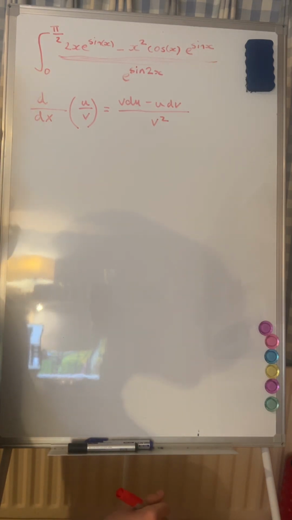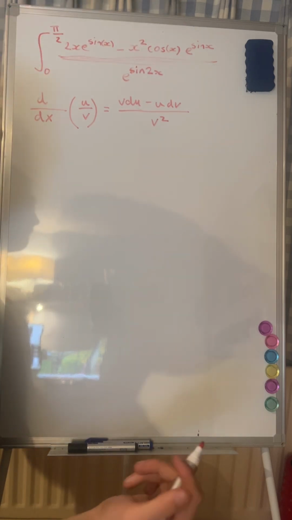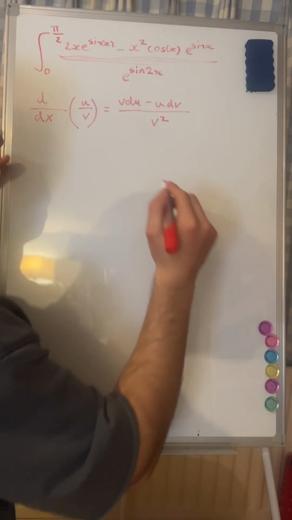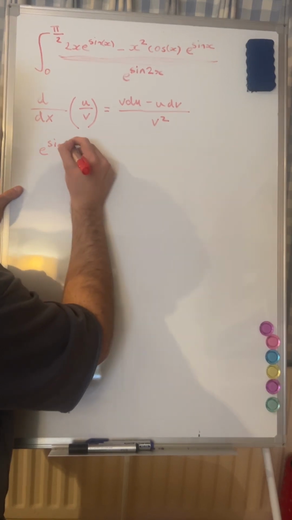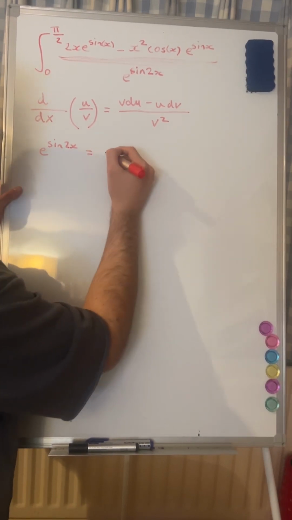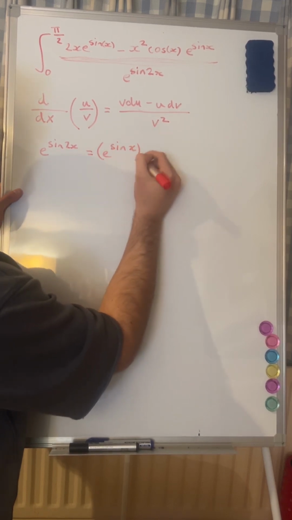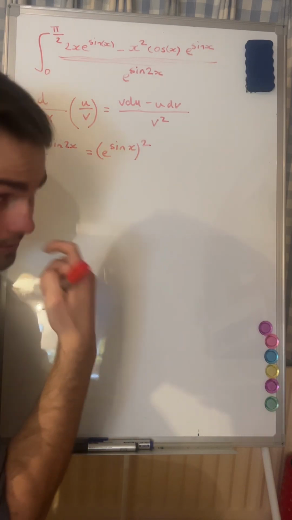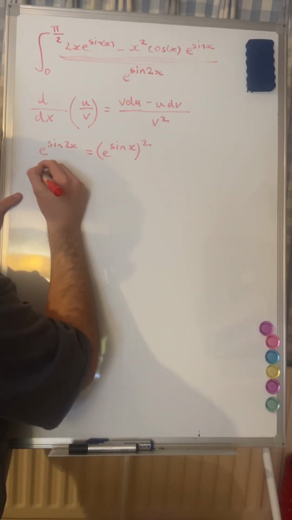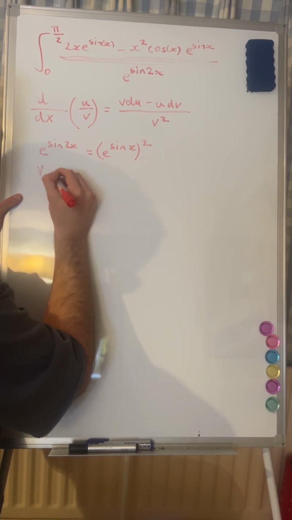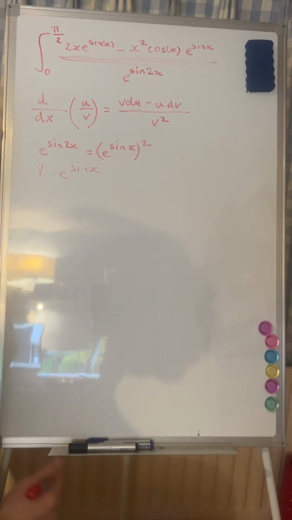Now, what can we see? e to the sine 2x has to equal v squared on the bottom by this rule, which it does in a way, because we can write that e to the sine 2x is equal to e to the sine x all squared, which is a power law, basically. So now we can say that v equals e to the sine x. So that's one part done.